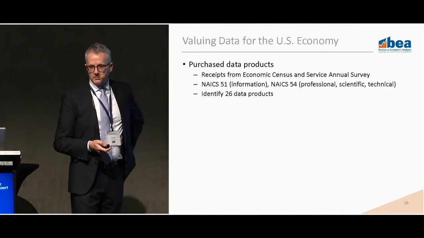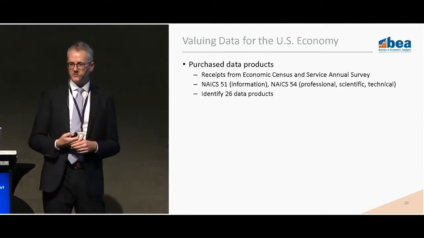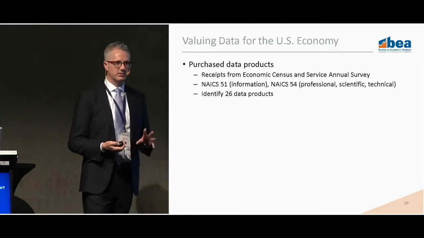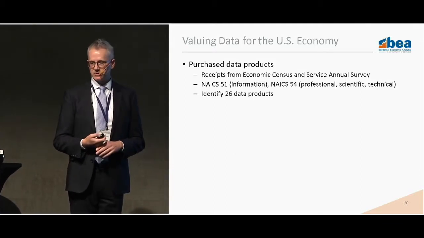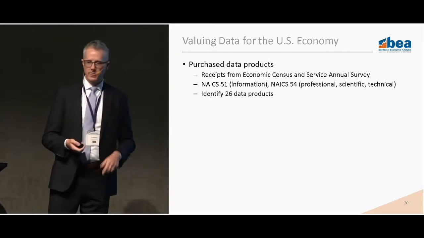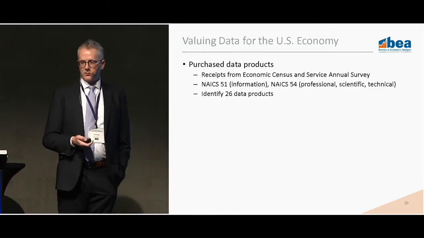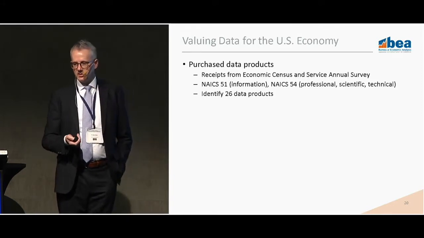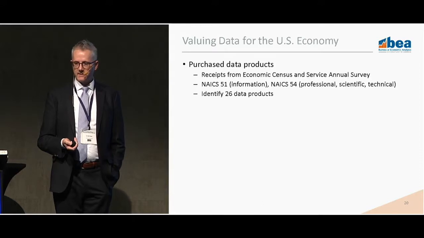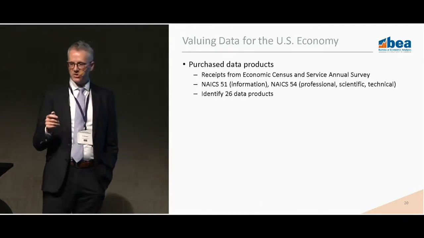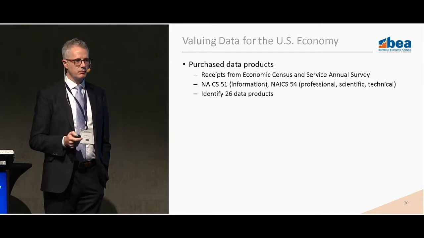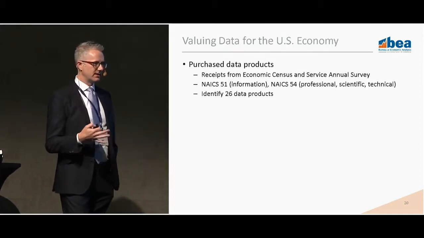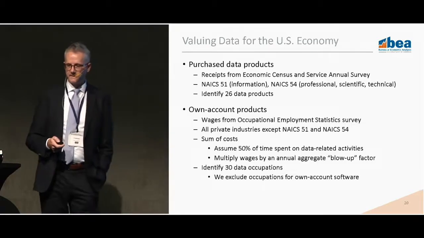So we have come up with some very preliminary cursory estimates for the value of data for the US economy. These are going to be flows and not stocks. We've looked at two different categories. One is purchased data products, and the other is own account data products. For purchased data products, we estimate this using receipts from our economic census, as well as our annual surveys on services. And we focus on two industries, information and professional, scientific, and technical. And we've identified 26 data products in the economic census that are either data related or data intensive.